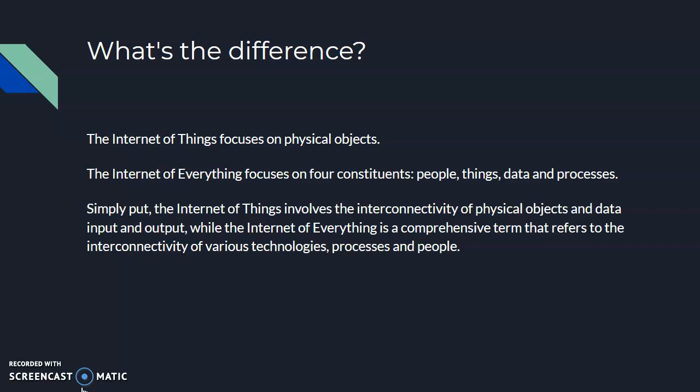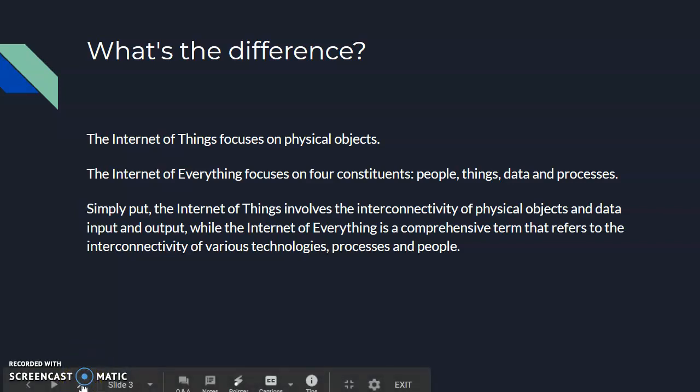Well, if we're saying there are various versions of interconnectivity, then that's saying that the Internet of Everything is a version of the Internet of Things. The biggest difference is that the Internet of Everything focuses on four things, while the Internet of Things just focuses on one thing. The Internet of Everything has things inside of it: people, things, data, and processes. So it goes to a deeper and broader level than the Internet of Things does.